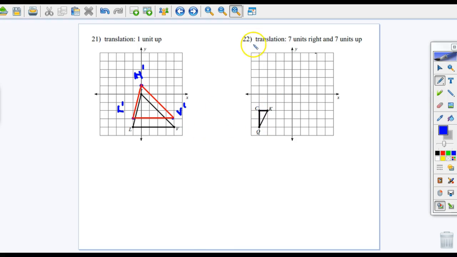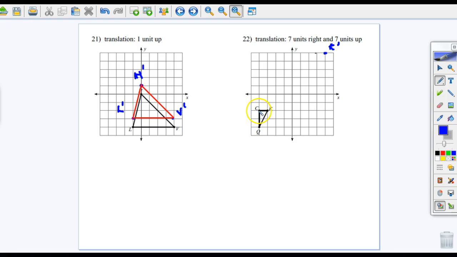Okay. So this time my translation tells me 7 units right and 7 units up. So I'm going to start with K and I'm going to count 7 units to the right. 1, 2, 3, 4, 5, 6, 7, and then 7 units up. 1, 2, 3, 4, 5, 6, 7. Now you notice that I did not mark my first movement of 7 right because that's not where my point's going to be. My point is after both translations. So I'm going to call this K prime.